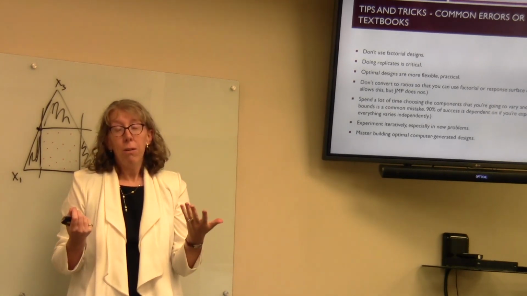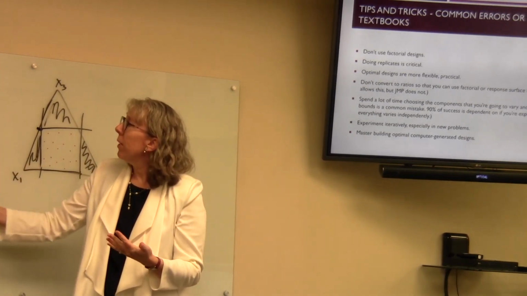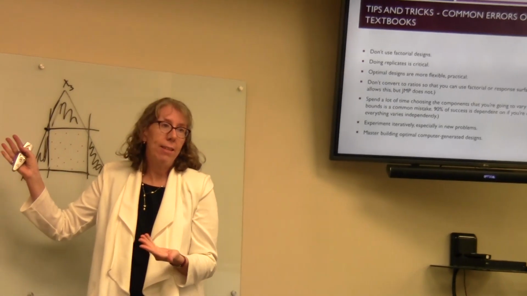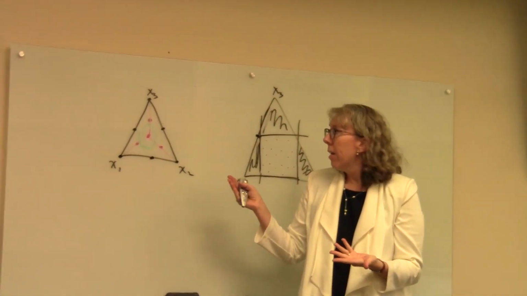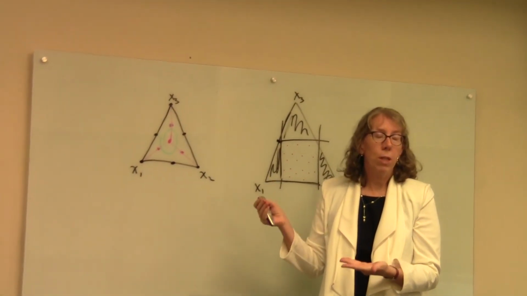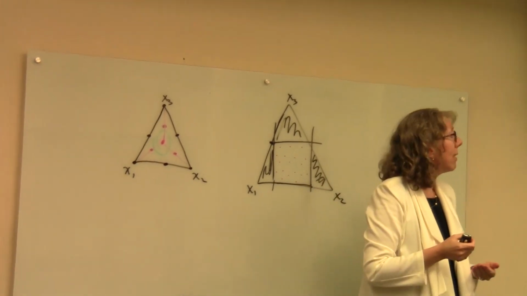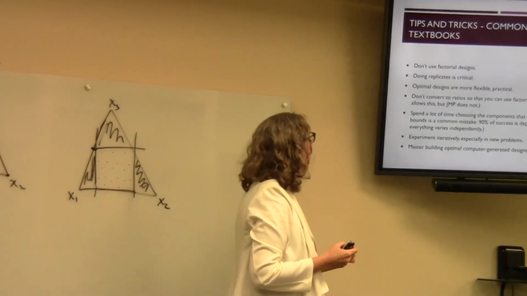We're not going to have this perfect world in a lot of the things that we need to test and check. So we're going to need to be able to work with those constraints. And so optimal designs give us a good way to do that.